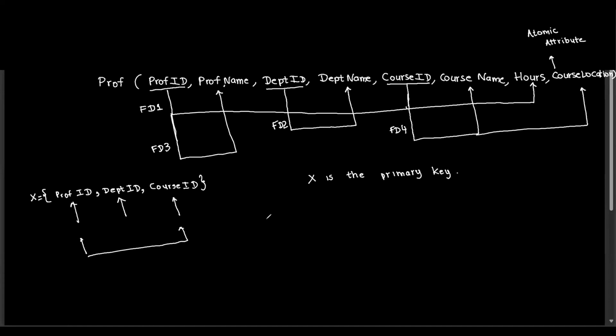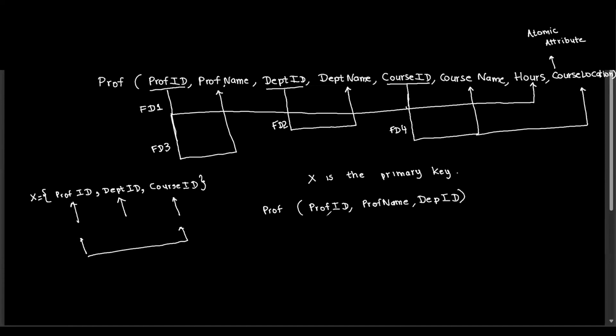So what I'm going to do is break this into 4 tables. 4 tables is enough. The first one is the prof table. In the prof table, I will have prof ID and prof name, and also department ID.